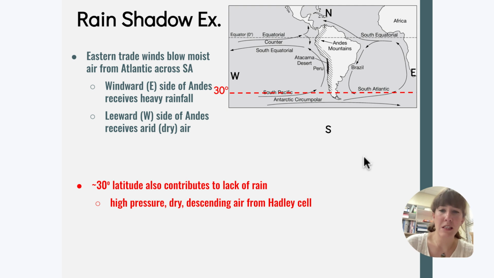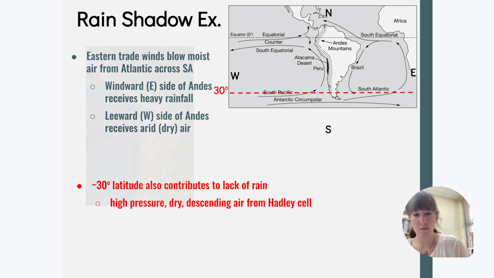The other thing that contributes to the Atacama Desert being on the western side is its latitude. It's about 30 degrees south of the equator, and we know that is where our Hadley cells are coming down. So we have this double whammy: it's on the leeward side, and you have the 30 degrees latitude that is going to make your desert extreme.